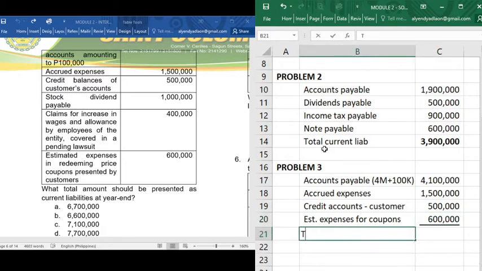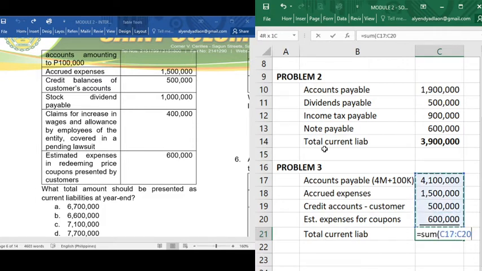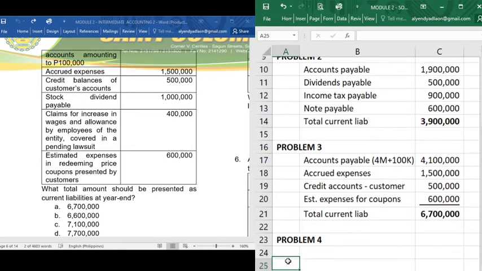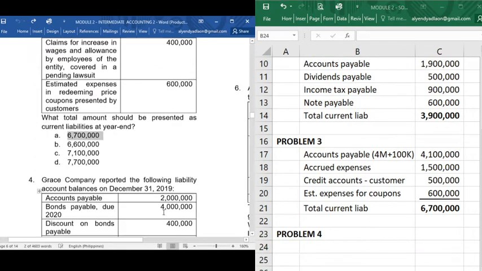So how much is again the total current liability? So we have 6,700,000, and that is letter A. Okay, that is letter A. Next, let's proceed to problem 4.